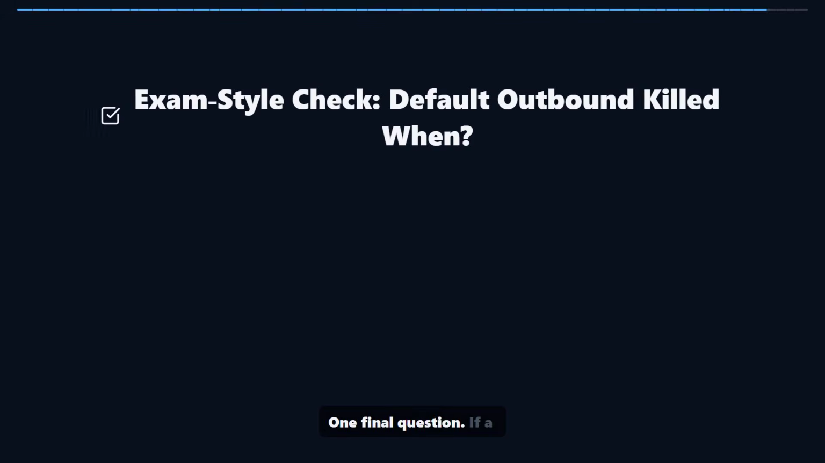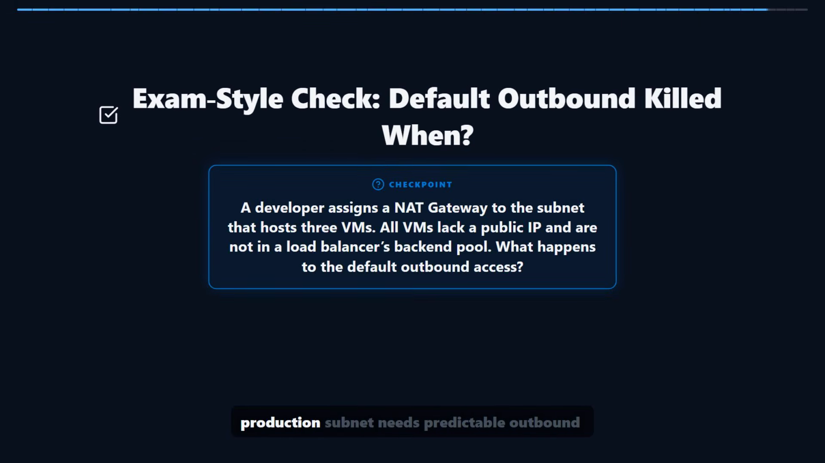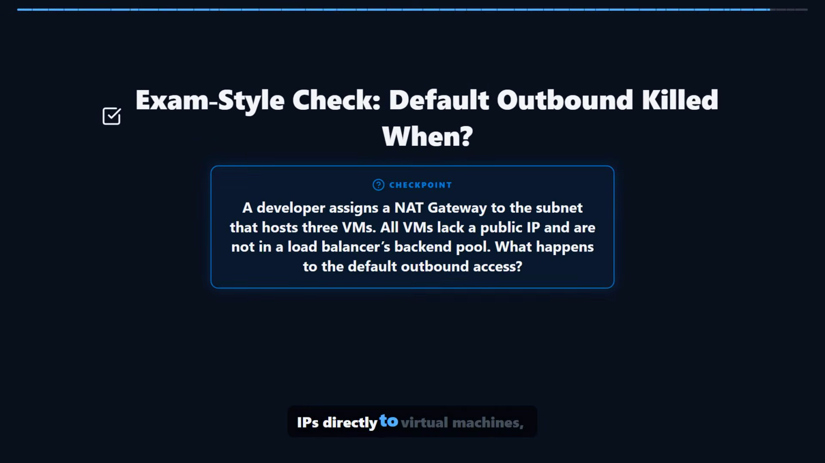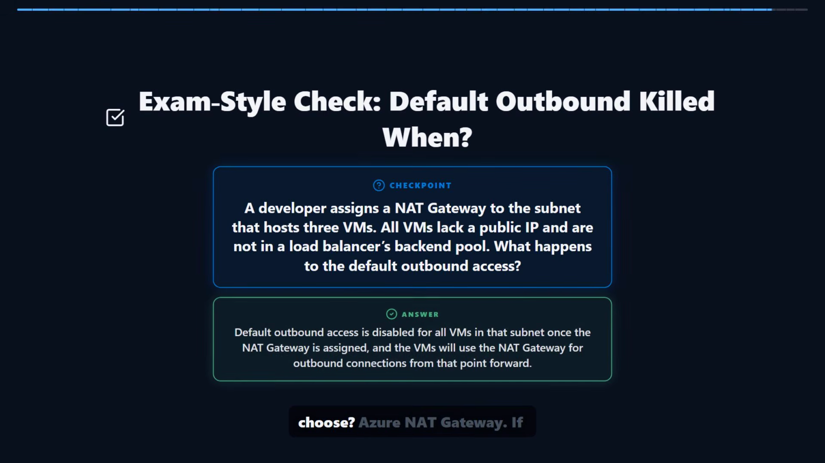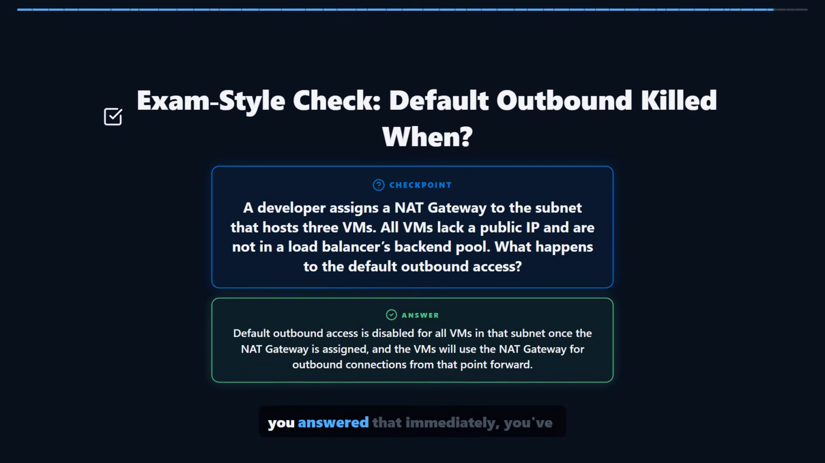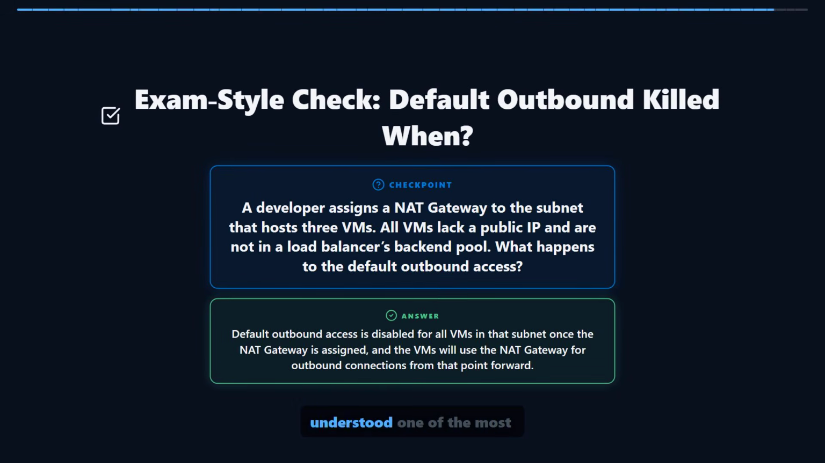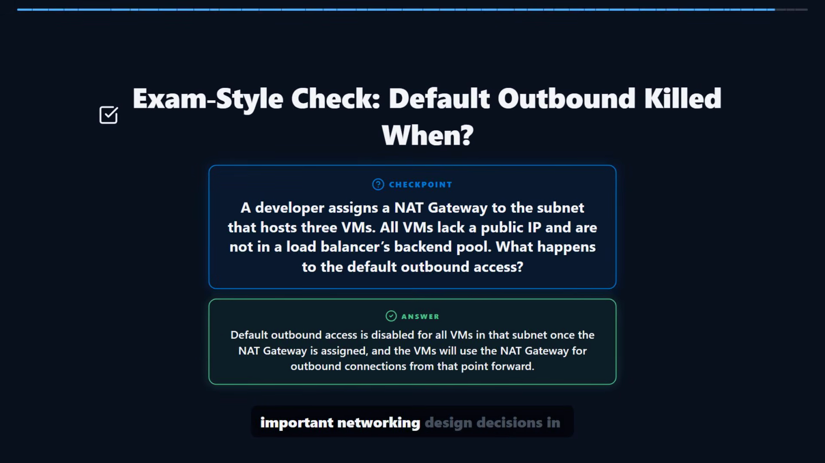One final question. If a production subnet needs predictable outbound internet access without assigning public IPs directly to virtual machines, which Azure service should you choose? Azure NAT Gateway. If you answered that immediately, you've understood one of the most important networking design decisions in Azure.